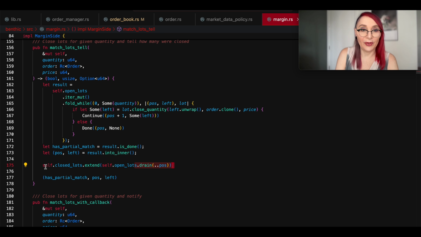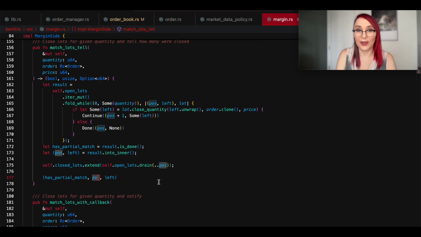So that's a very neat way of moving some portion of lots from one queue to another queue. And then we return this tuple saying, did we have a partial match? What was the position at which we drained? And how much quantity is in excess?